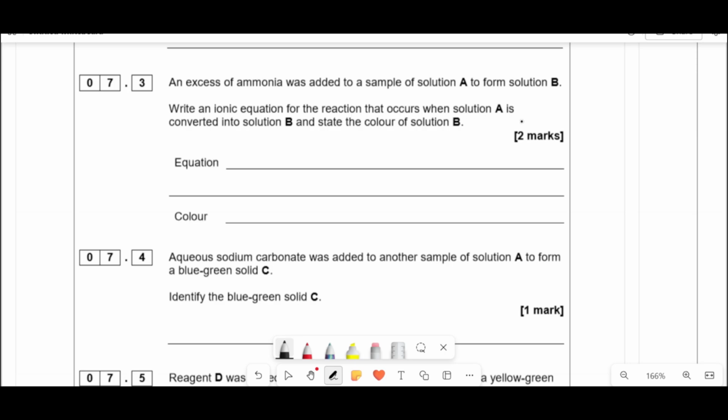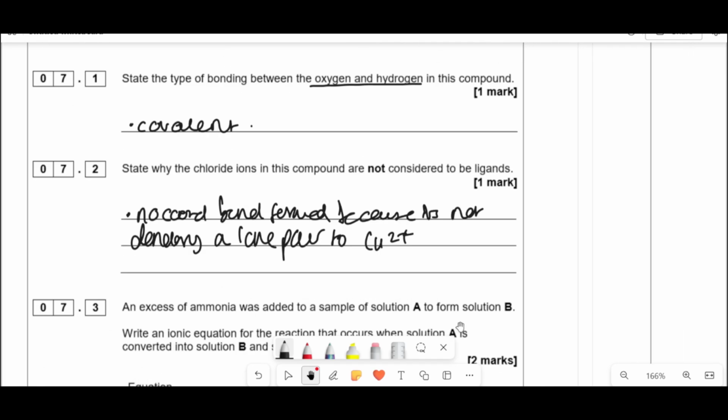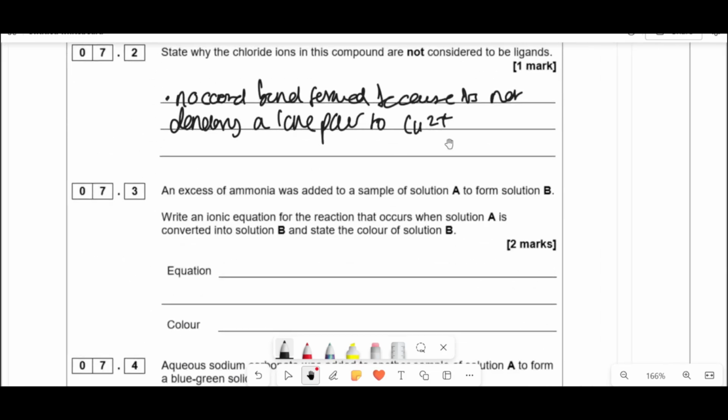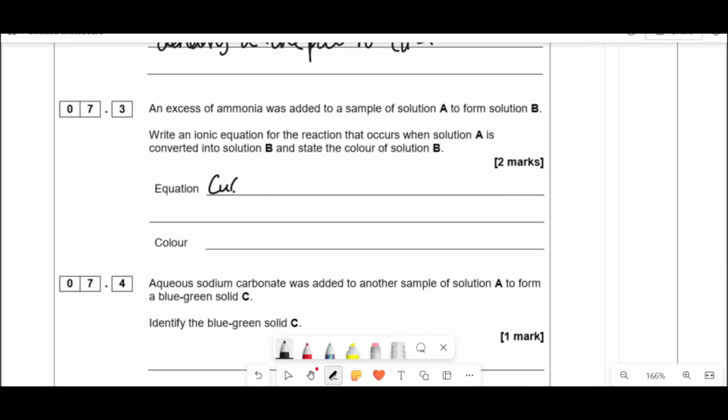Write an ionic equation for this when solution A is converted into solution B, and give the color of solution B. So start off with what you know immediately. We know that solution A has CuH2O6Cl2 in it. This is going to dissociate into the Cu(H2O)6 2+ and 2 Cl minuses, because that's an ionic compound. That's the same as just saying CuCl2, right? So we know we're definitely starting with Cu(H2O)6 2+.